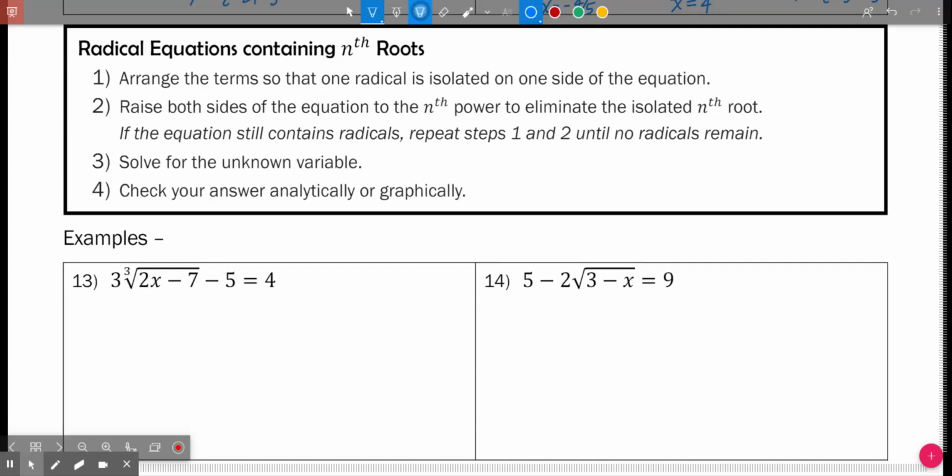When you work with radical equations, you want to arrange the terms so that one radical is isolated on one side of the equation. You're going to then cancel out the radical by raising both sides of the equation to the nth power. If the equation still contains a radical, then you repeat steps 1 and 2 until no radicals remain. You solve for the unknown variable, and then you check your answer analytically or graphically.